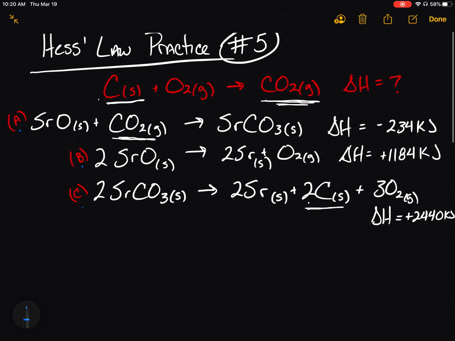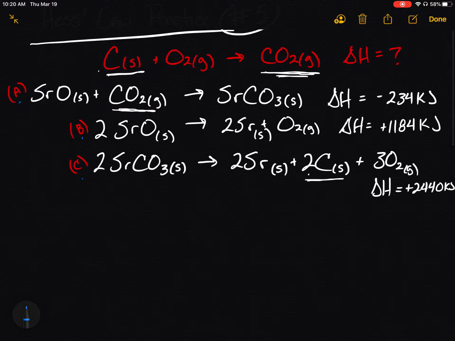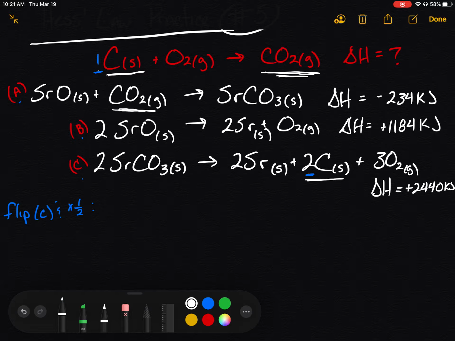To illustrate that, I'm actually going to start with equation C. I see two things that I need to do with this. First, I need to flip it. And then I also need to multiply by a half, because I've got to get this coefficient of carbon, 2, to the coefficient of 1 like it is in our red reaction. So I'm going to flip C and multiply it by a half, and I'm going to do both of those things at the same time here.